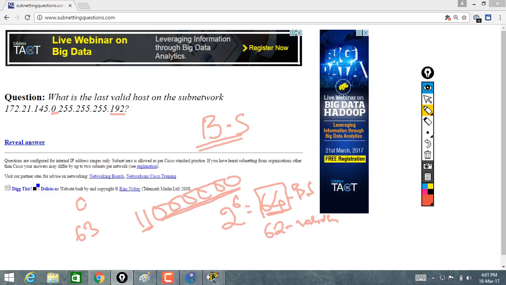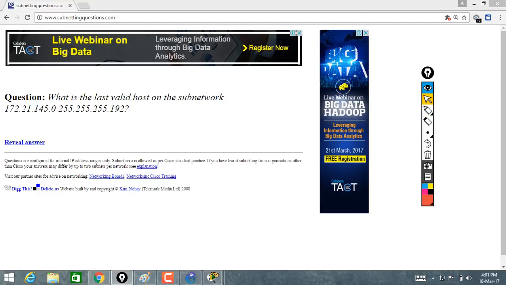And what they have asked is, what is the last valid host on the subnetwork? So 63 cannot be the last valid host because this is the broadcast ID, and 0 is the network ID. So broadcast ID minus 1 will give you 62, and this will be the last valid IP of this subnet. So I can write 172.21.145.62 will be the answer. See, this is the answer. It is very simple. Now let's take the next example.